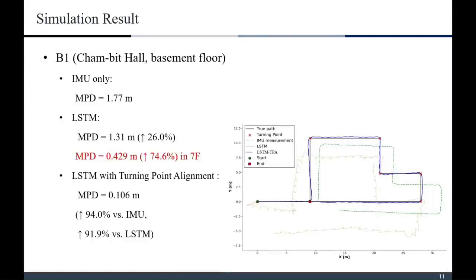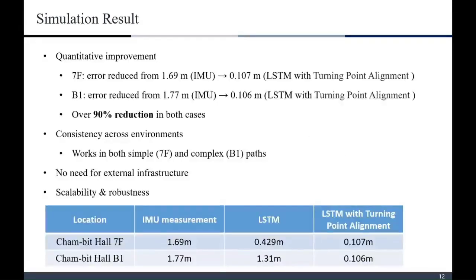Compared with the 7th floor results, we can see that the benefit of LSTM was much smaller in the basement. This shows that in more complex environments with frequent turns, LSTM's effectiveness is reduced. But even in such conditions, LSTM-TPA was able to maintain very high accuracy. In summary, our method achieved over 90% error reduction in both 7th floor and basement experiments. This shows consistent performance across both simple and complex indoor environments. It does not require any additional infrastructure.